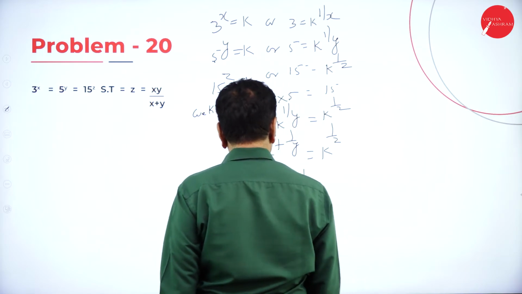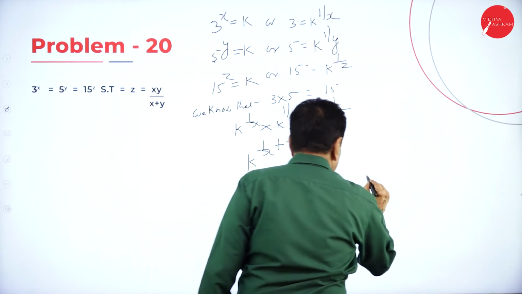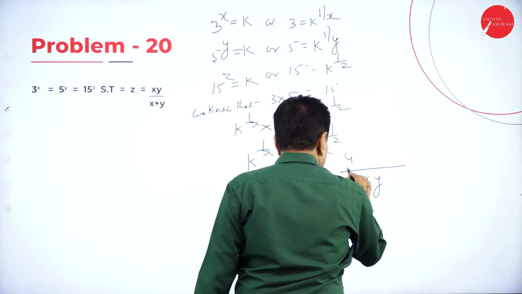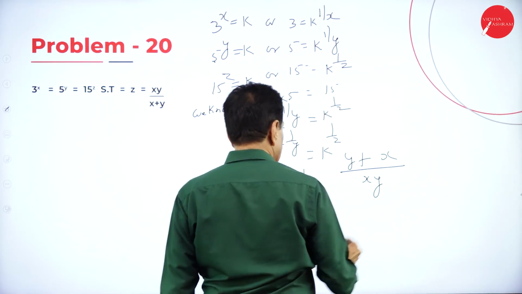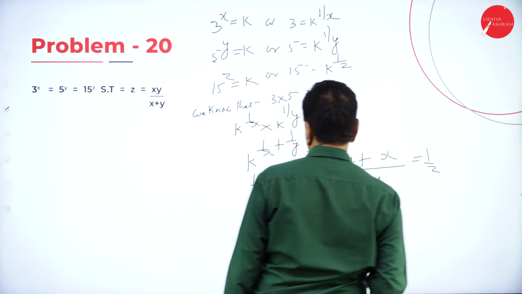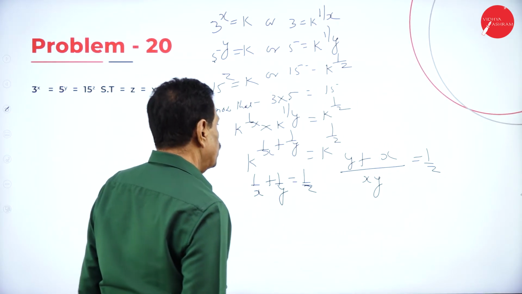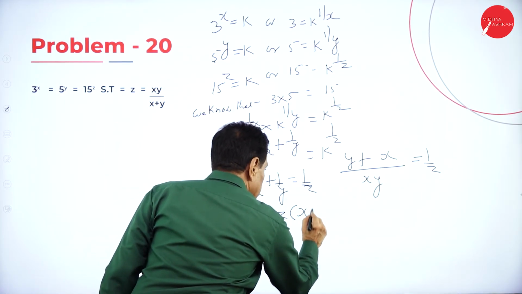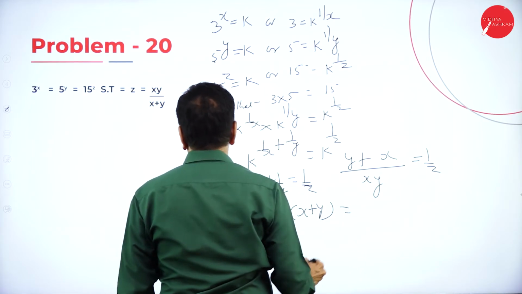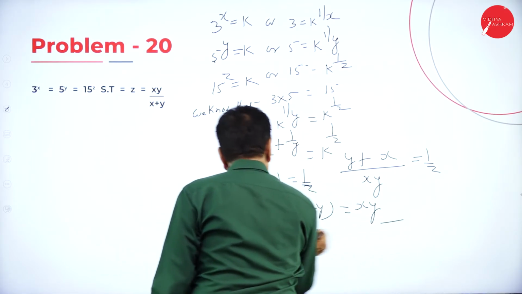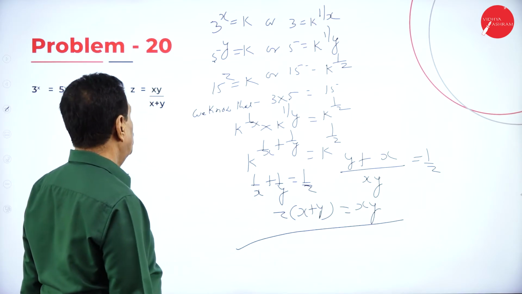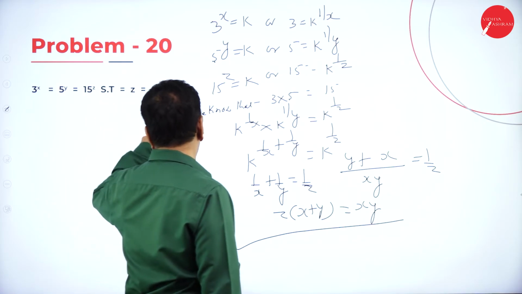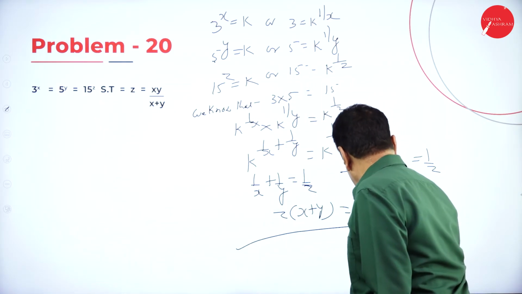So we can write that xy is common. What is left over? y plus x is equal to 1 over z. So cross multiply: z into x plus y is equal to xy.